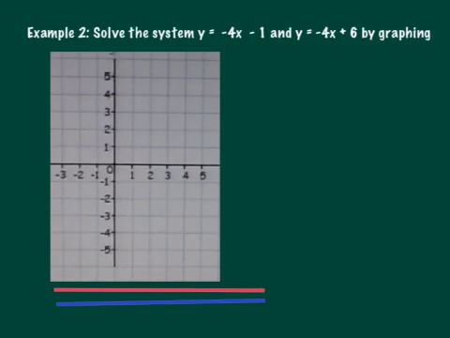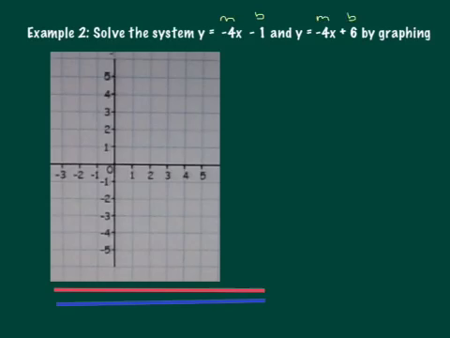Here we go with example number 2. So we're looking at, again, a y equals mx plus b format. So we've got our M and our B value, our M and our B value.